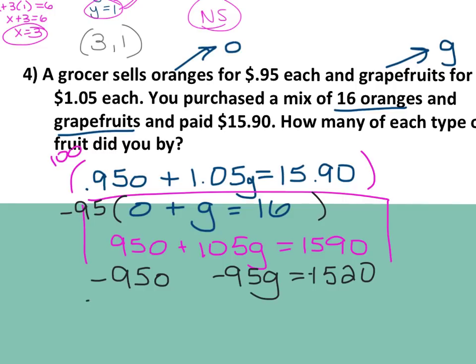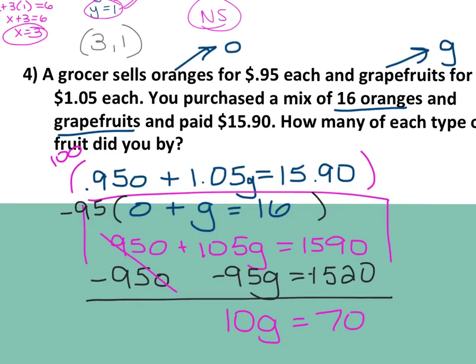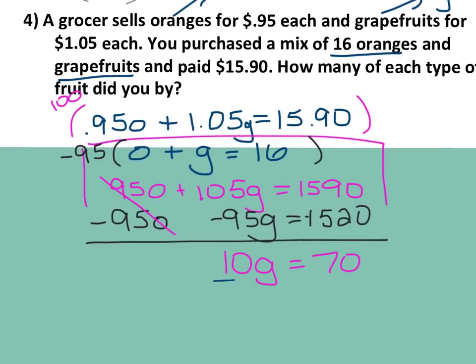Now I'm going to combine these two. These are going to cancel out. 105 minus 95 is 10G. And then 1590 minus 1520 is 70. Divide both sides by 10. And I get that there are 7 grapefruits.